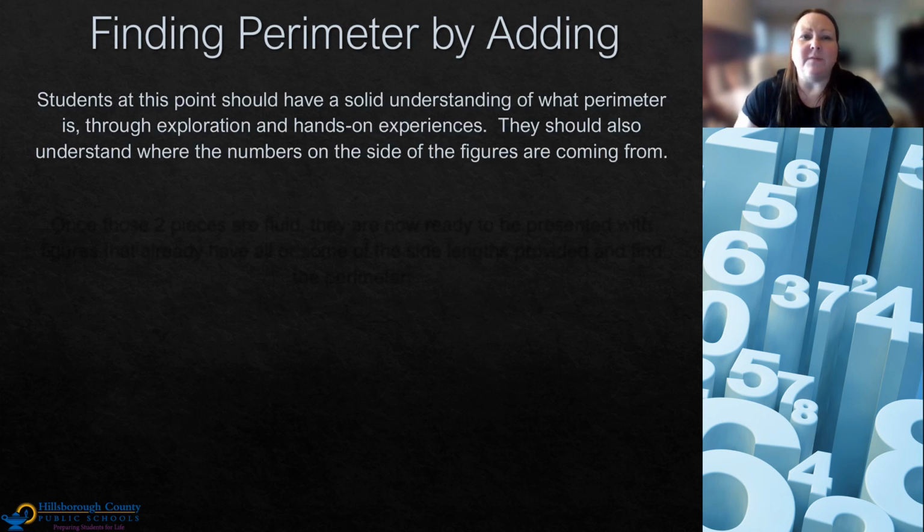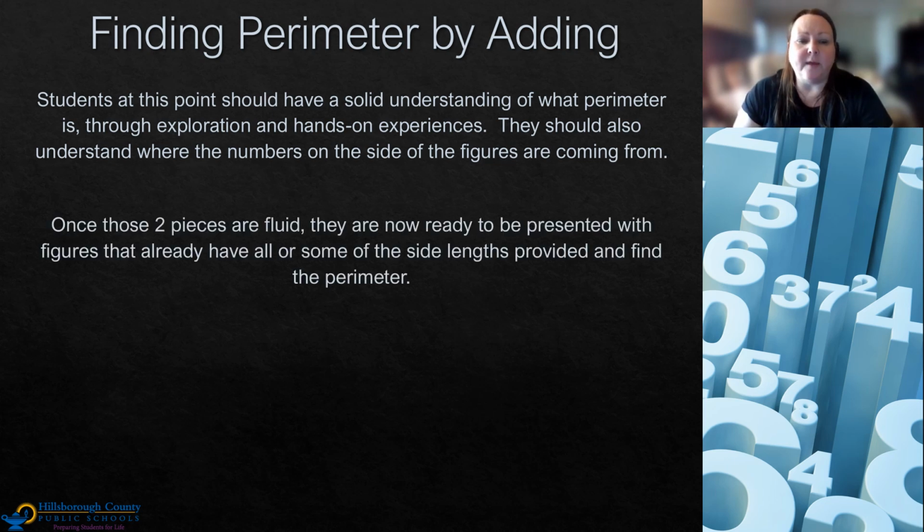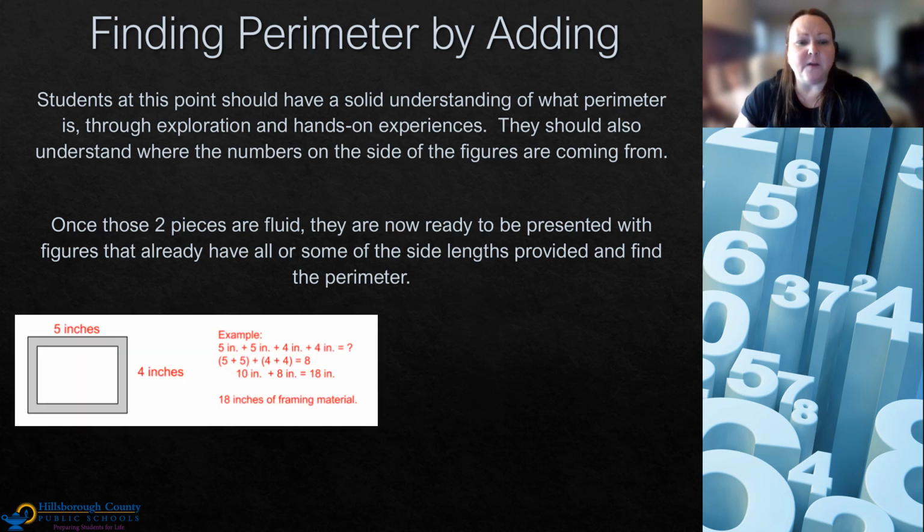So once students have a solid understanding of what perimeter is, they've done a lot of exploration, they understand some of those strategies of counting, they should also be able to understand where those numbers come from. Then they're ready to move into being presented with figures that have all or some of the side lengths presented, like in the example shown below.